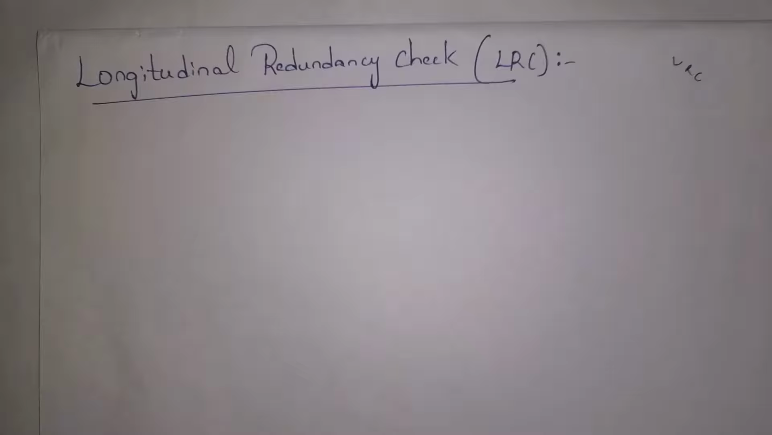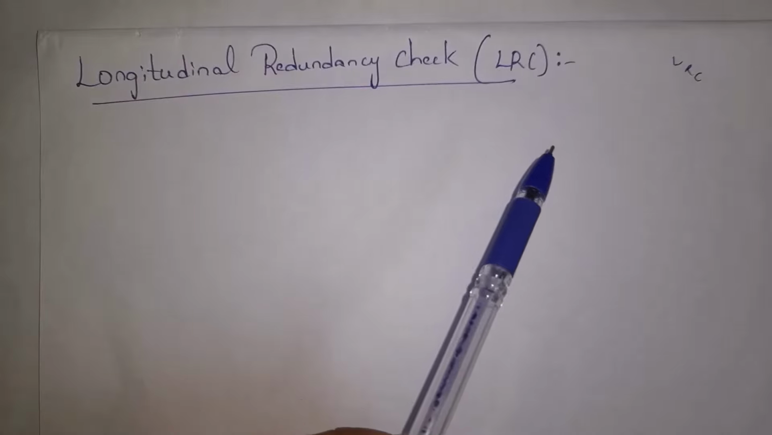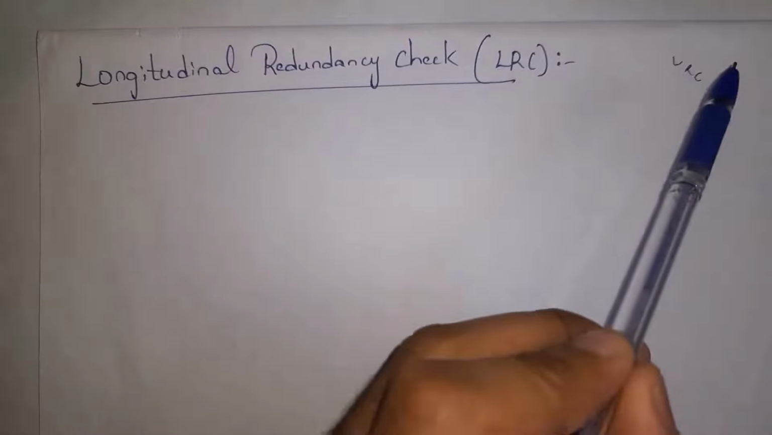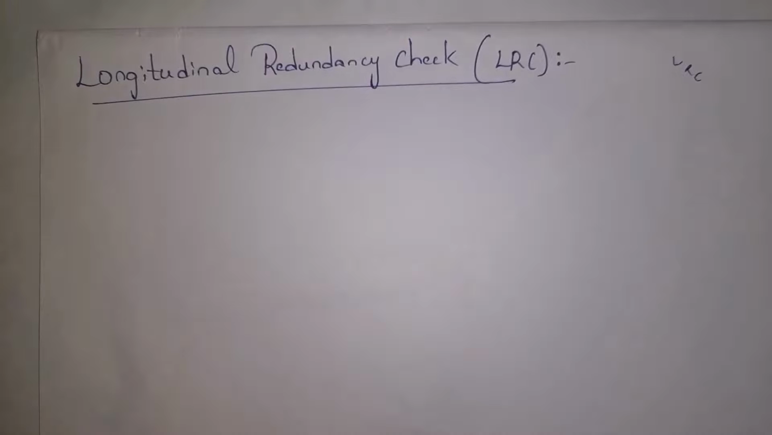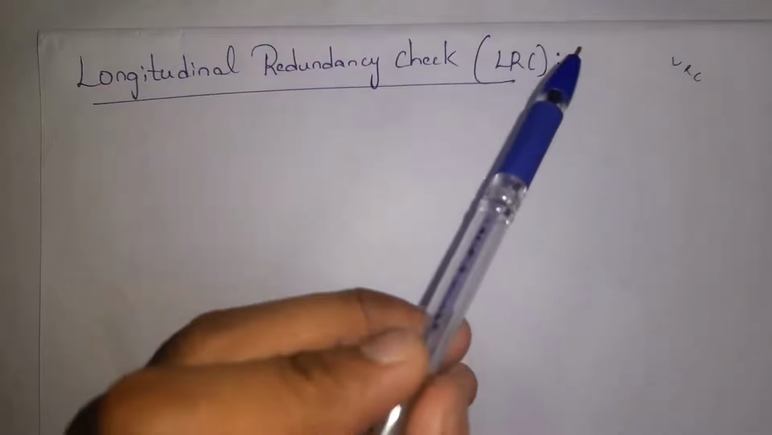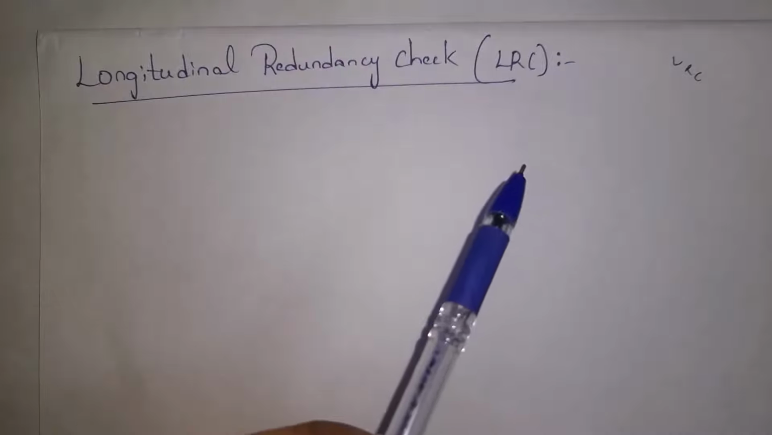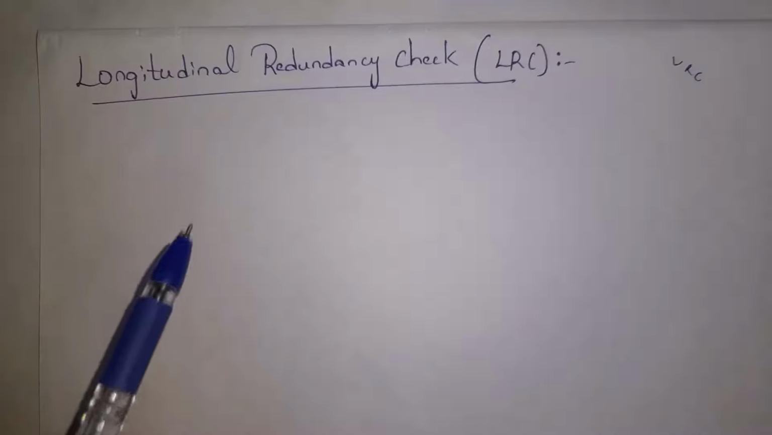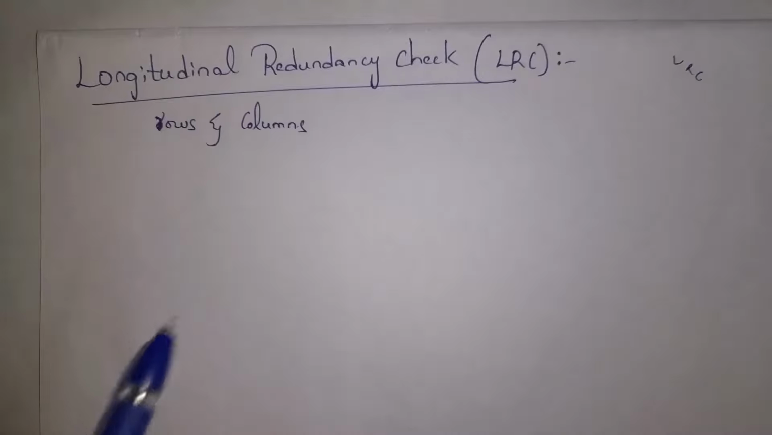Next I will explain what LRC is, where LRC stands for Longitudinal Redundancy Check. Guys, VRC cannot detect burst errors. Burst errors mean that multiple bits got changed in the data, and VRC cannot detect them. Whereas LRC can detect burst errors. In LRC, we arrange data in the form of rows and columns. I will explain LRC with an example.